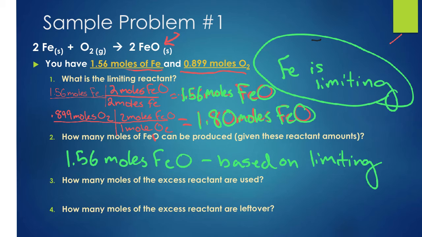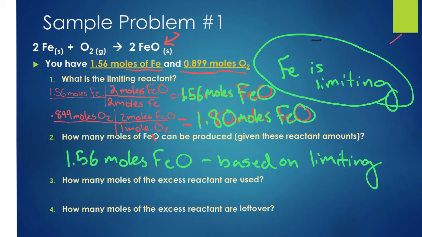Alright, so doing the problem, we compared both reactants and how much we started with to the product, and we're looking at the products and we're saying, okay, the first one, iron, can produce 1.56, the second one, oxygen, can produce 1.80, so which one's limiting? Well, it's the iron that's limiting. It's the one that runs out first. And again, the limiting one is the one that determines how much can be produced, so we know only 1.56 moles of iron oxide is going to be produced in this reaction.